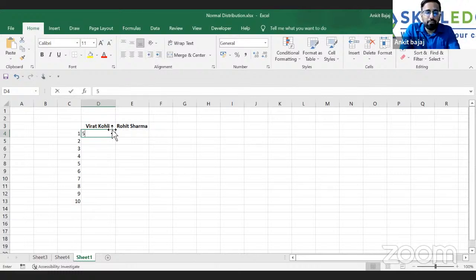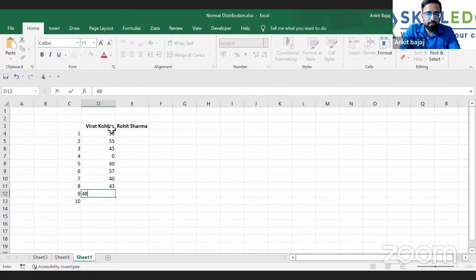Now, let's suppose Virat Kohli in one match scored 50, 55 runs. In the second match, he scored 45 runs. In one match, he scored 0 runs. In another match, he scored, let's suppose, 60 runs. Then let's suppose 57, then 40, then 43, then 48, then 52. Right? This is how Virat Kohli scores the runs, right?